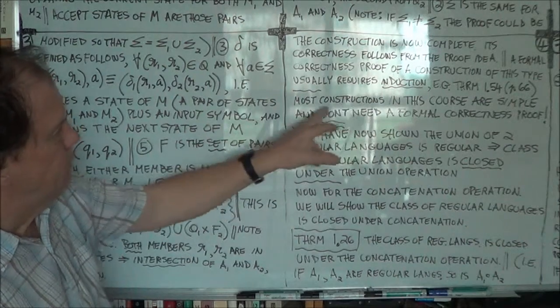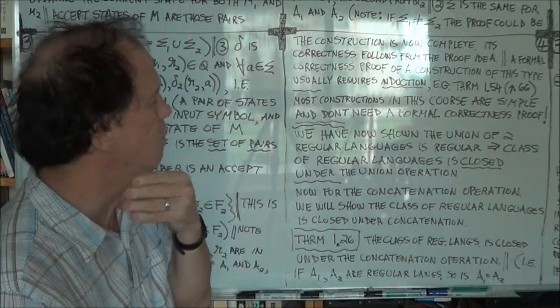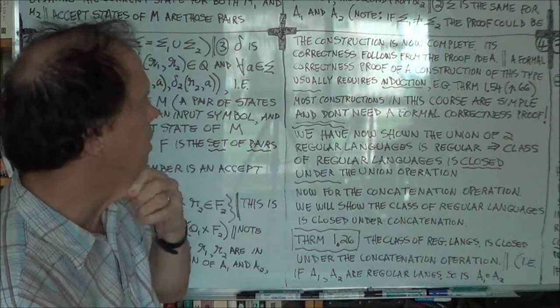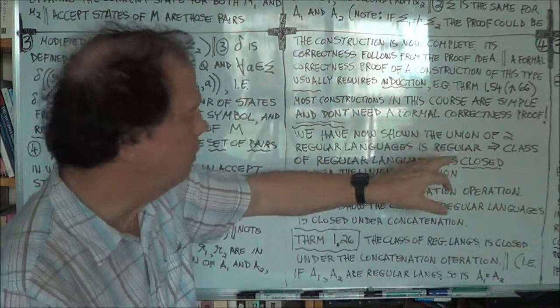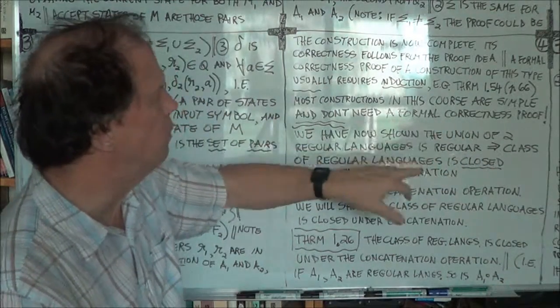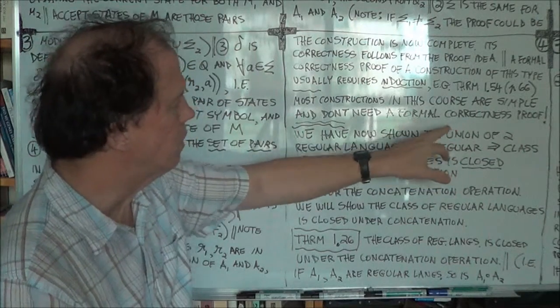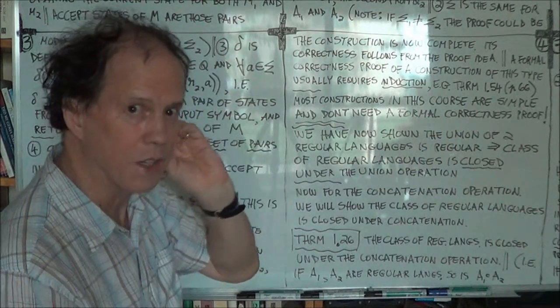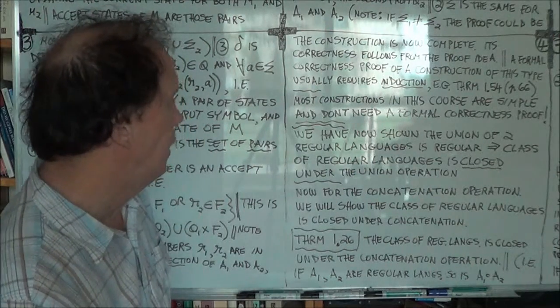Now, fortunately, most of the construction type proofs in this whole course are fairly simple, and you don't need a formal correctness proof, and you don't need a proof by induction to show that the construction is actually correct, right? So that's a relief. All right.